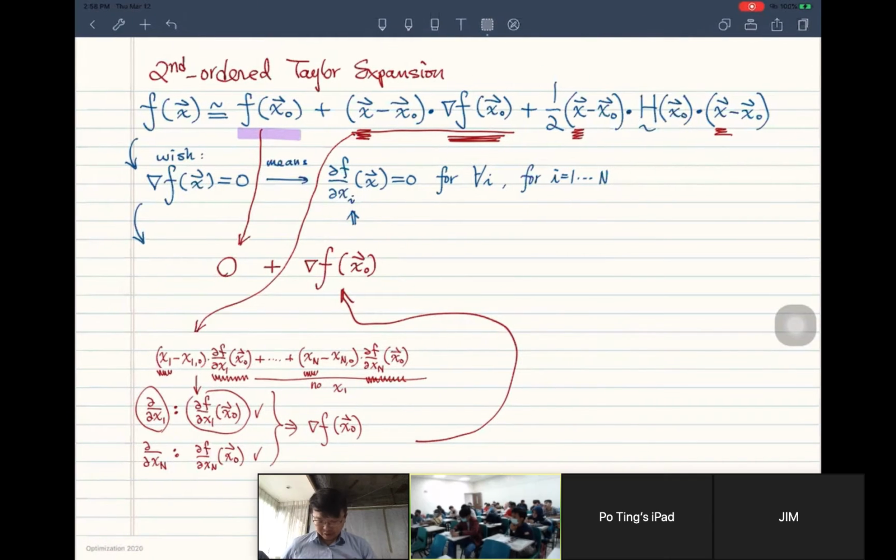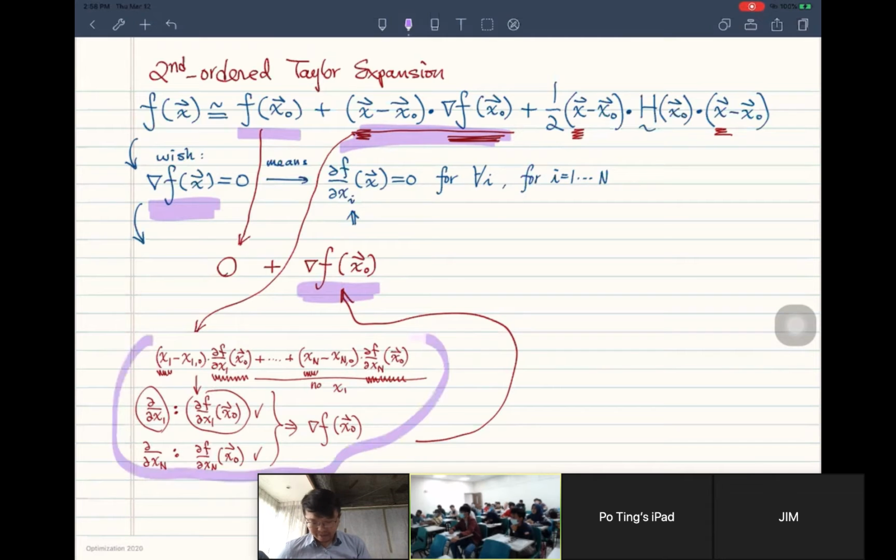Okay, so back to here. I already tried to show you how come when we do a derivative, a gradient derivative, the second term becomes this. Okay, so the explanation is right here.